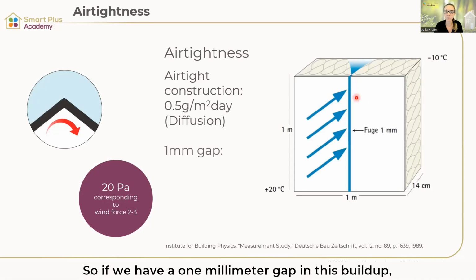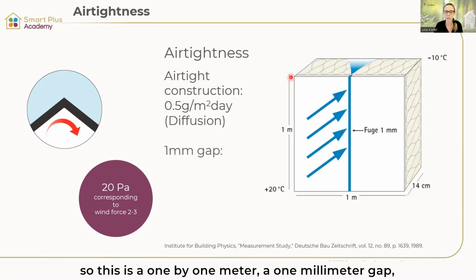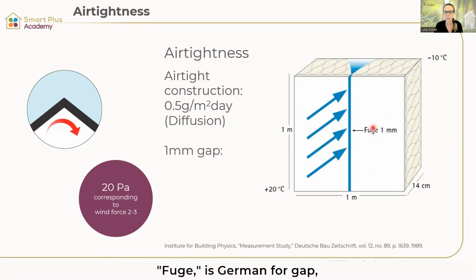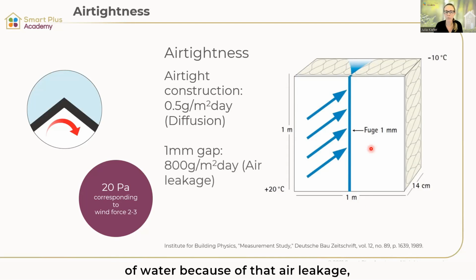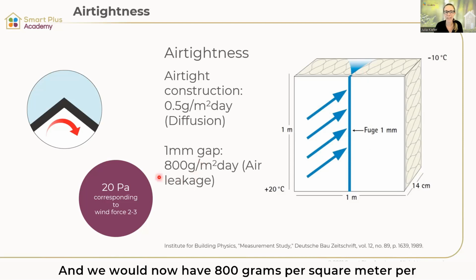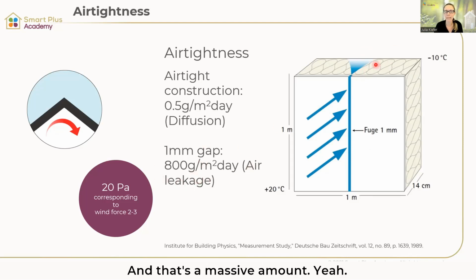If we have a 1 millimeter gap in this buildup, this is a 1 by 1 meter, a 1 millimeter gap, Fuge is German for gap, we would now have 800 grams per square meter per day of water because of that air leakage, because air is taking moisture with it through our buildup. That's a massive amount, yeah? So we had a lot of moisture in our buildup, in our thermal insulation.